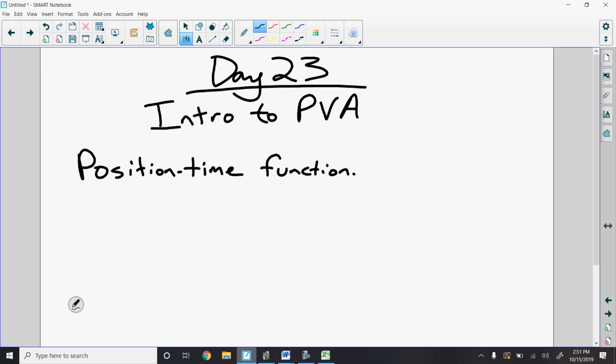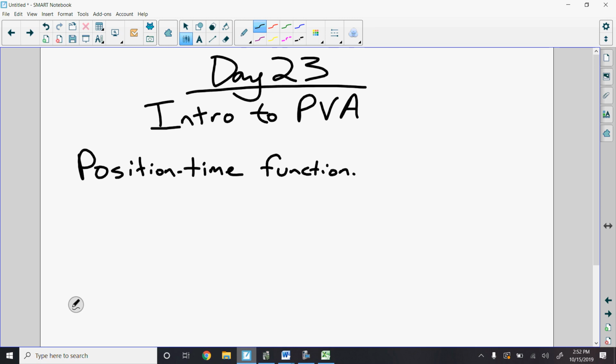One thing to know about PVA is that instead of using y and x, t is going to be our independent variable, our time. I'll catch myself accidentally using x there, but t is going to be treated like x normally is, and then our y could be anything. It could be y, x, v, a, or s.